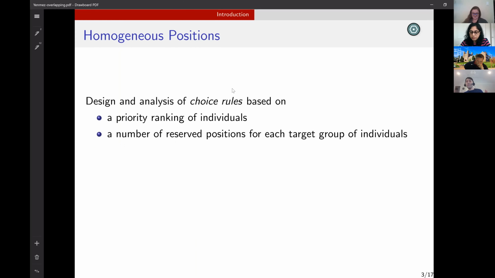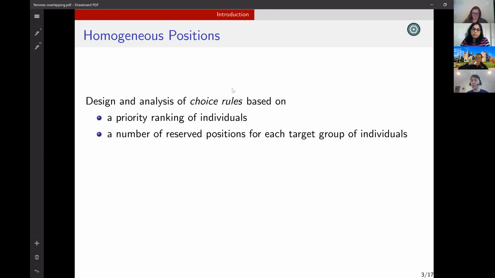So the model is really simple. We're going to have only one institution, which is going to decide which set of applicants, which set of individuals, are going to get the identical positions that they have. So here we have positions to allocate, and these positions are all the same. They are homogeneous. Therefore, what we do is the design and analysis of choice rules. A choice rule is going to take a set of individuals who are interested in the position and is going to choose a subset of the set of individuals.